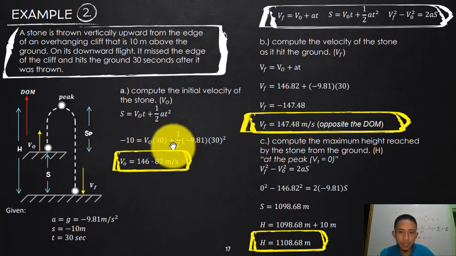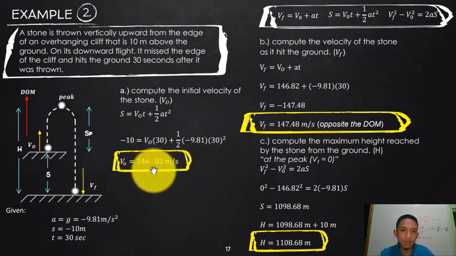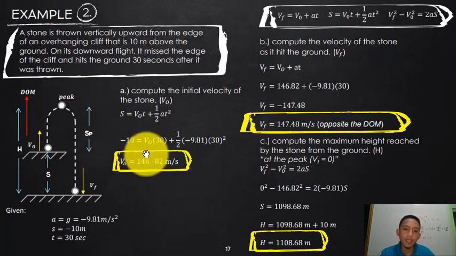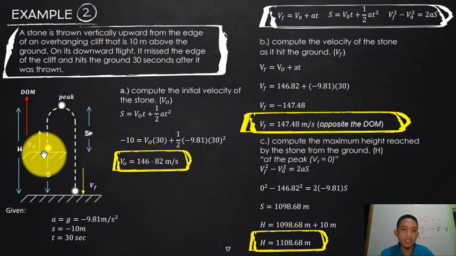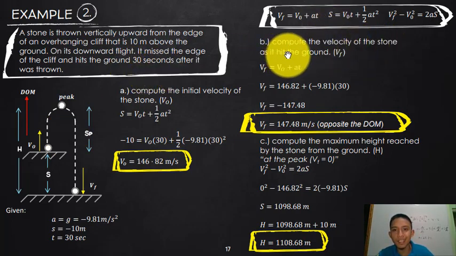Playing around with this, calculate. This is just a number. This is a negative number. It will go positive on the other side. Minus the 10, that will end up with 146.82. Okay, positive. What does that mean? Positive because that is your direction of motion. Actually, that determines the direction of motion. So 146.82 is the initial velocity, the kicking velocity of the object for it to go up. Okay, second, compute the velocity of the stone as it hits the ground.